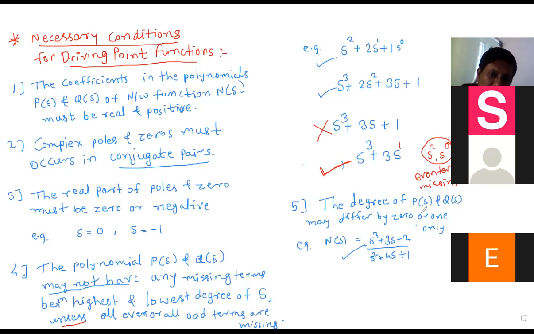Because here it says the difference between the degrees of P of S and Q of S should be at most 1, that is 0 or 1. Okay, if it were N of S equal to s cube plus 3s plus 2 divided by s plus 1, what would the difference be? Here it is 3 and here it is 1, so the difference is 2, which means this will not come. So the difference is 2 here and 1 in the other case. So the first one is accepted. This is the fifth point.